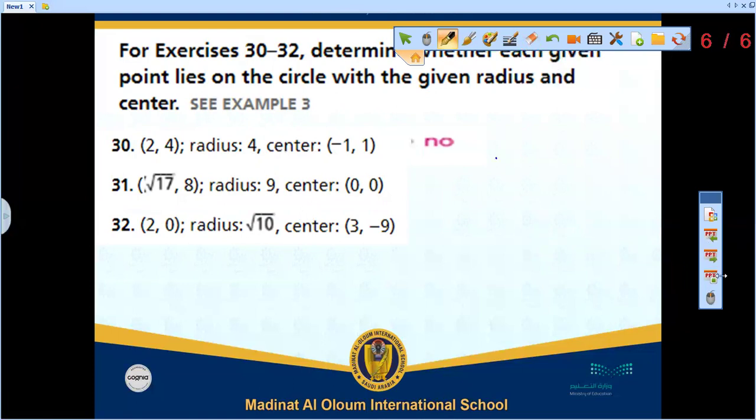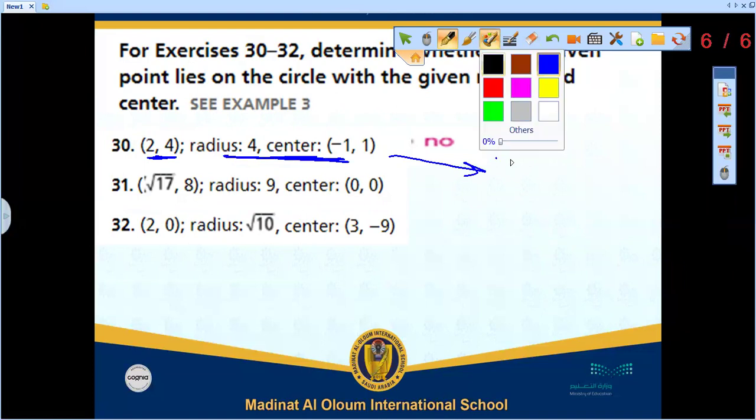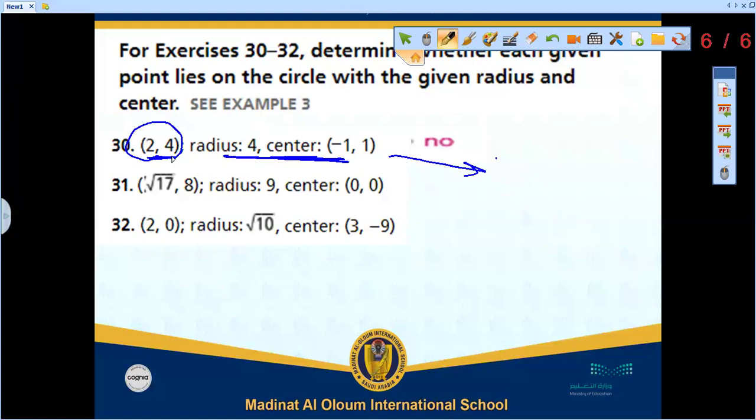Look to this one. This is my point, and this is the center and radius. Let us make a question: how could we say this one is in, on, or out of the circle? I would make the equation: x minus, what is x here? It's -1. It means I make it plus 1 squared. Plus y, this is 1, so y minus 1 squared, equal to r squared, which is 16.